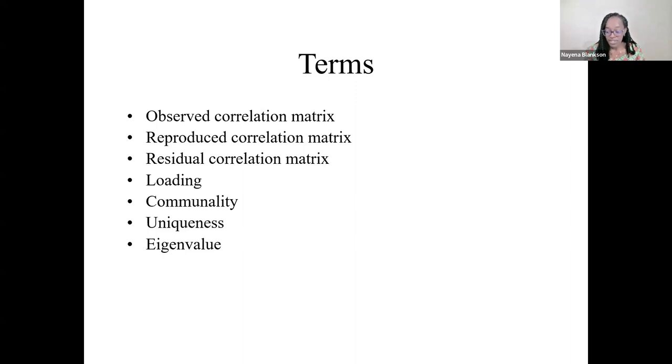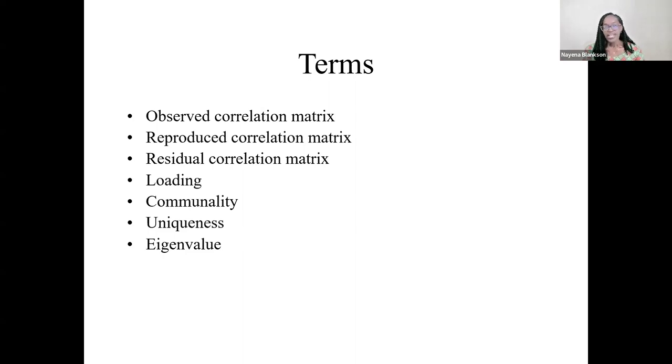The observed correlation matrix is a matrix of the correlations between the variables or the items, similar to the correlation matrix that I showed on the previous slide. The reproduced correlation matrix is what comes out of the factor analysis. So the observed correlation matrix, or some version of it, goes into the factor analysis. The reproduced matrix is what comes out of it. The residual correlation matrix then is what's left over, the difference between the observed and the reproduced correlation matrix.